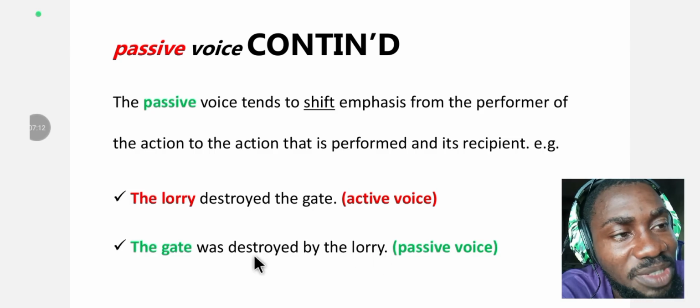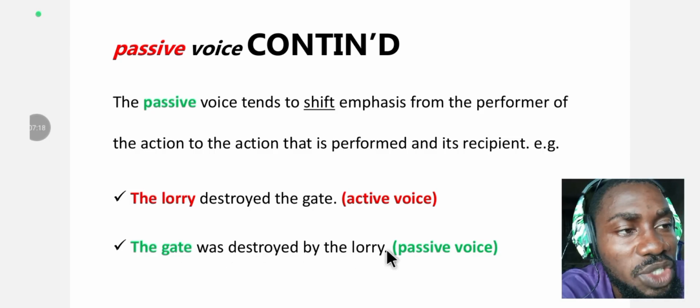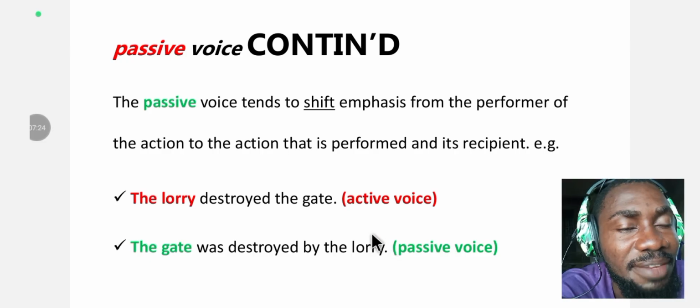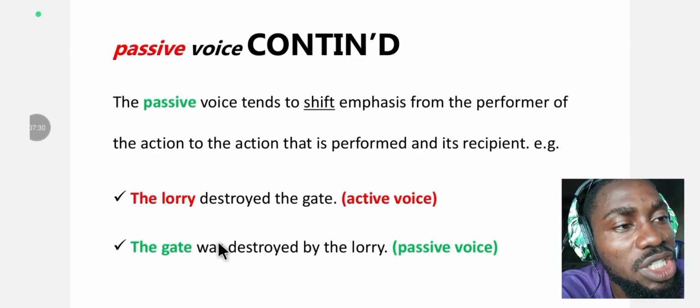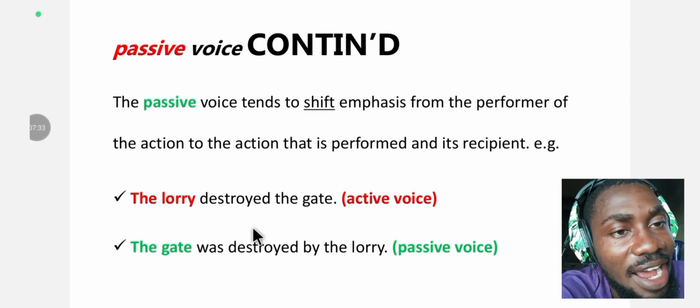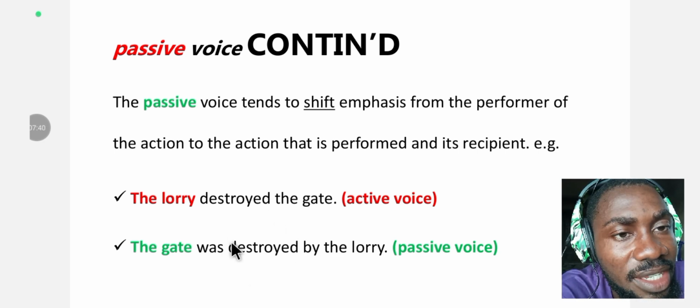The object is no longer the object. The object becomes the subject. There is a change in position. That's what makes it passive. And mind you, the former performer loses its duty of being the performer of the action, and it gives that performance duty to the verb. In this case, destroyed is the verb.